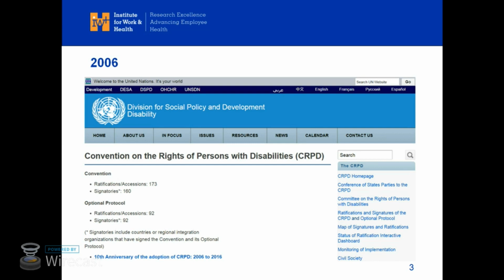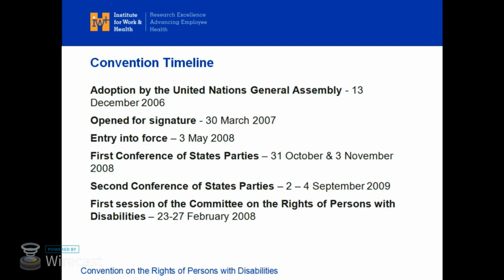the Convention on the Rights of Persons with Disabilities. This document, which just completed 10 years last year, is a document that is legally binding, and the intention is that every country that is affiliated with the United Nations would abide by this document. It's basically a human rights document for people with disability.